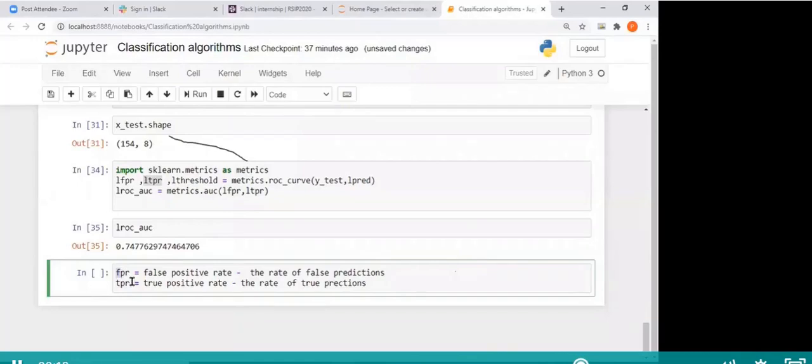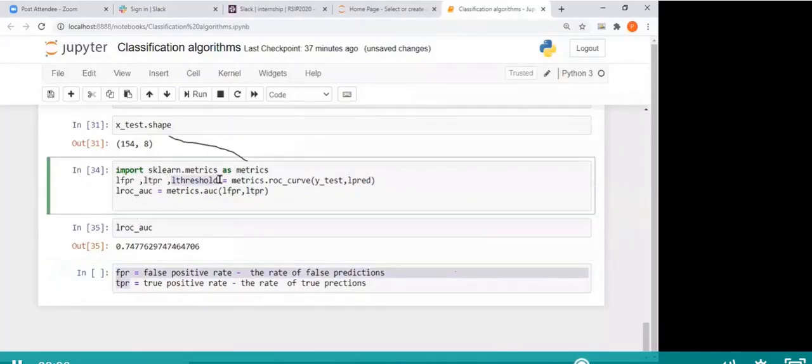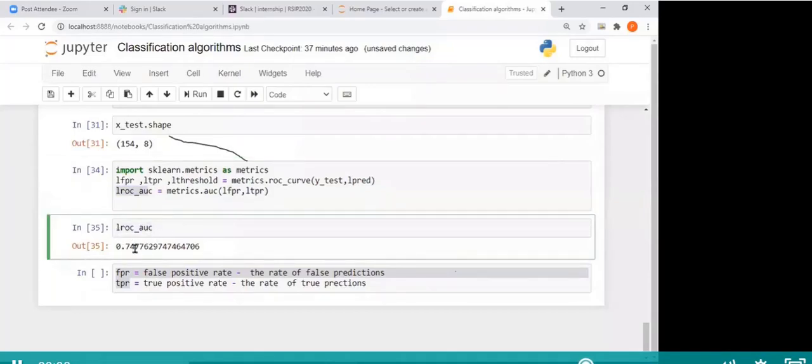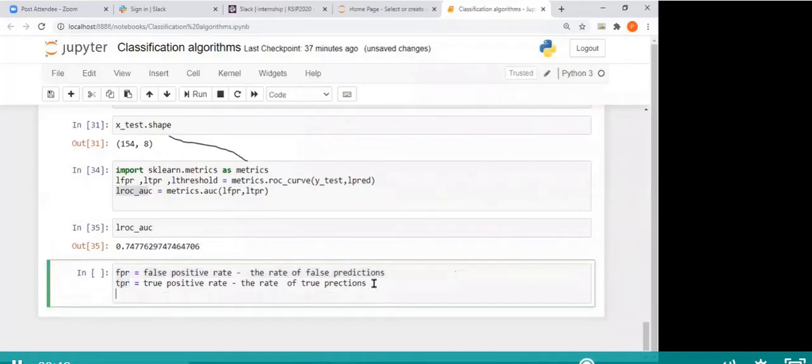So you will be applying FPR and TPR with some sort of thresholds. I'll tell you what thresholds are tomorrow. All right. So whenever you apply some sort of threshold while drawing a graph, you will find some amount of area under that ROC, which is nothing but called area under the curve. So the value of area under the curve is 74%.